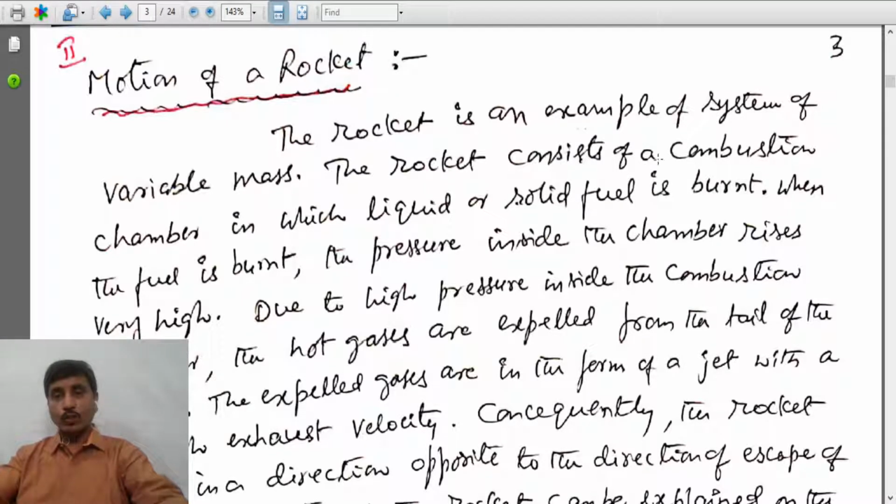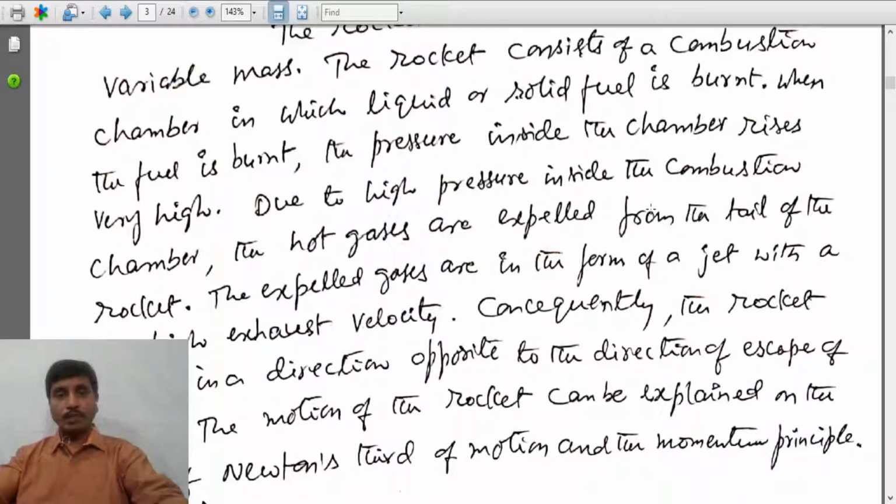The rocket consists of a combustion chamber in which liquid or solid fuel is burnt. When the fuel is burned, the pressure inside the chamber rises very high. Due to high pressure inside the combustion chamber, hot gases are expelled from the tail of the rocket. The expelled gases are in the form of a jet with a very high exhaust velocity. Consequently, the rocket rushes in a direction opposite to the direction of escape of gases according to Newton's third law.